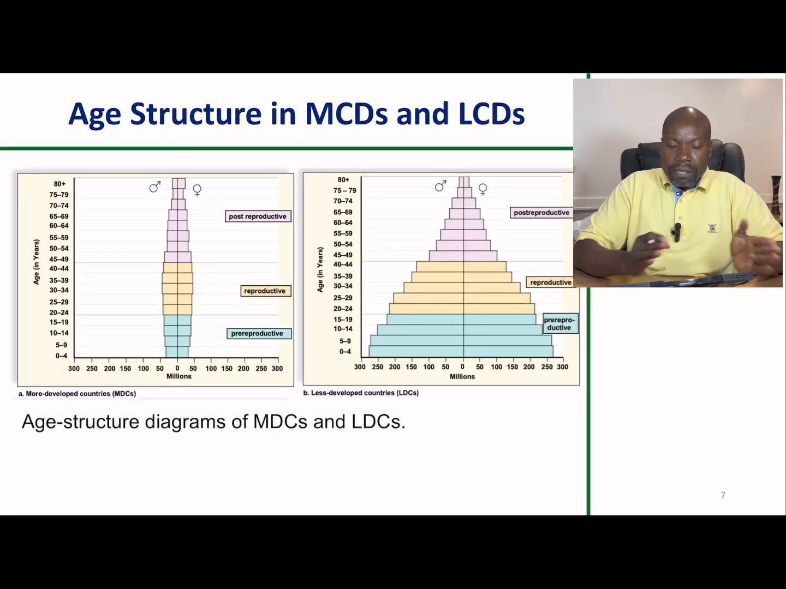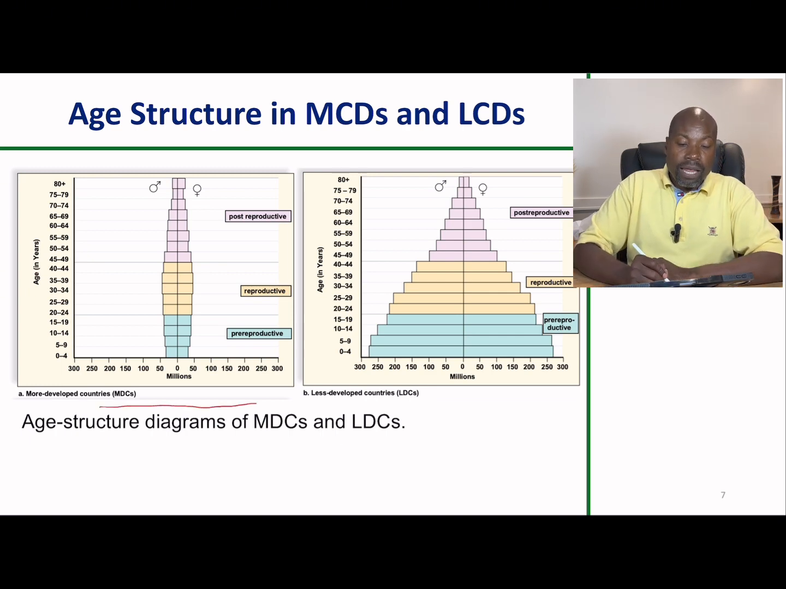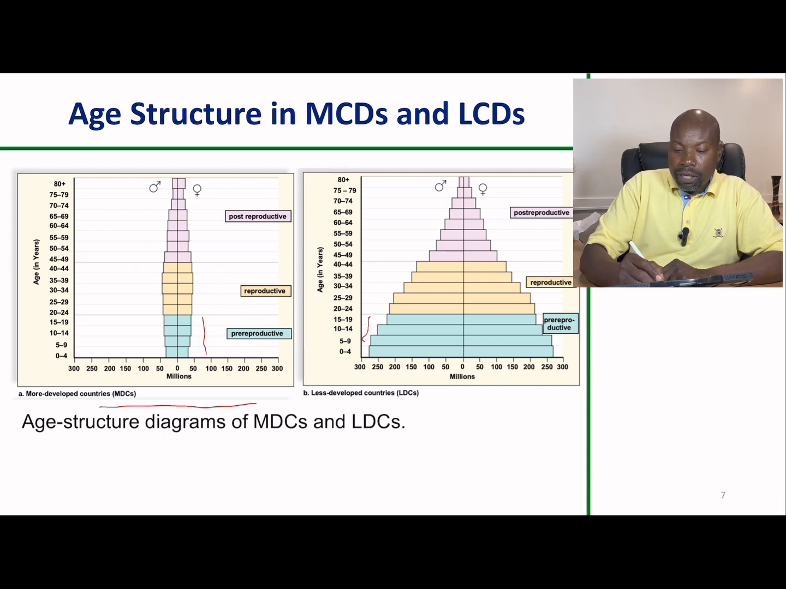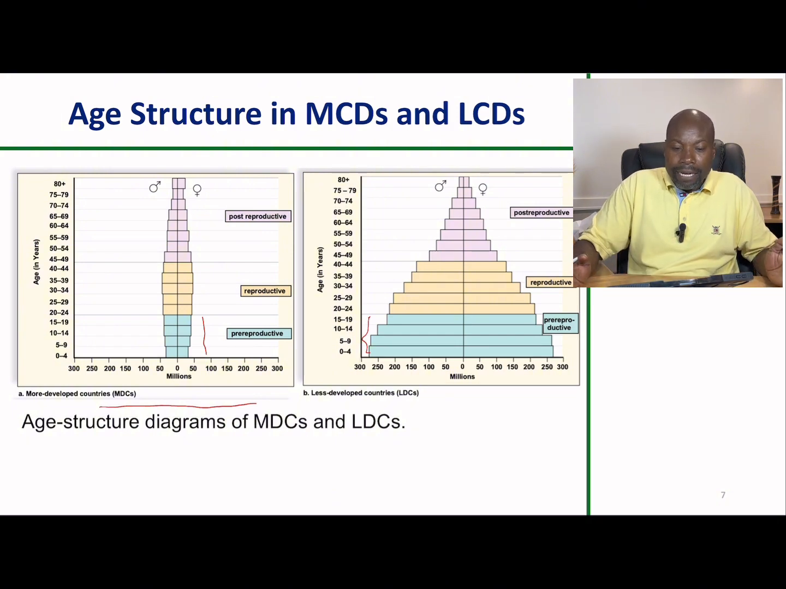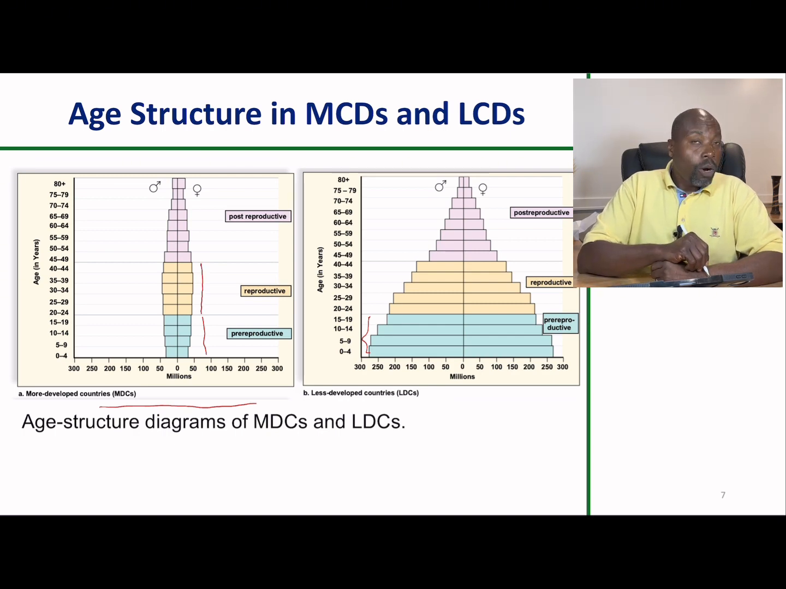So here we are comparing the pyramid of age, or the age structure, between more developed countries and less developed countries. When you look at the more developed countries, we are going to see that the children, the individuals in pre-reproductive age, the population size is going to be very narrow compared to the less developed countries where the base is going to be very wide, right? The individuals in reproductive age in more developed countries overall are going to be more than the individuals in pre-reproductive age.